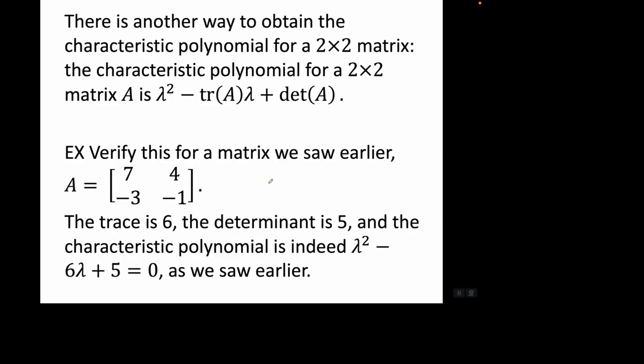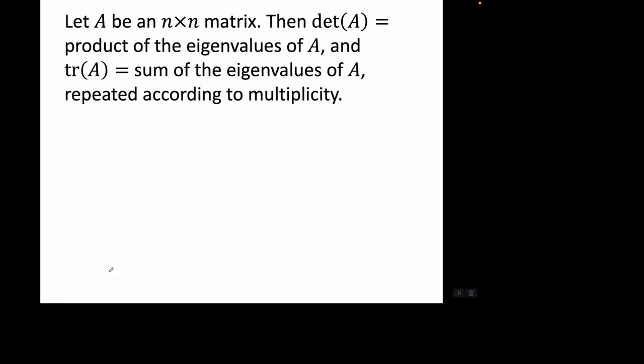There is another way to obtain the characteristic polynomial for a 2 by 2 matrix. The characteristic polynomial for a 2 by 2 matrix A is lambda squared minus the trace of A times lambda plus the determinant of A. Let's verify this for a matrix we saw earlier: 7, 4, -3, -1. The trace is 6, just the sum of these two. The determinant is 5. You can calculate that. And the characteristic polynomial is indeed lambda squared minus 6 lambda plus 5 equals 0, as we saw earlier.